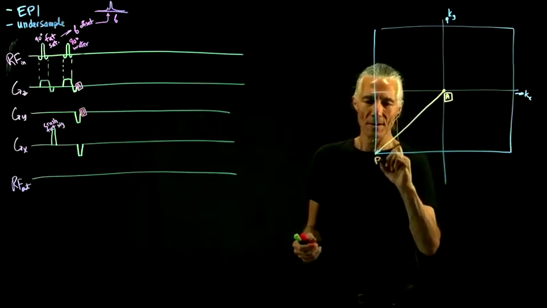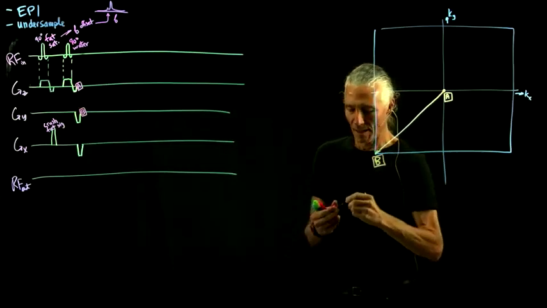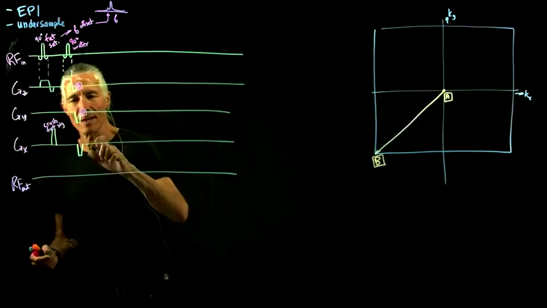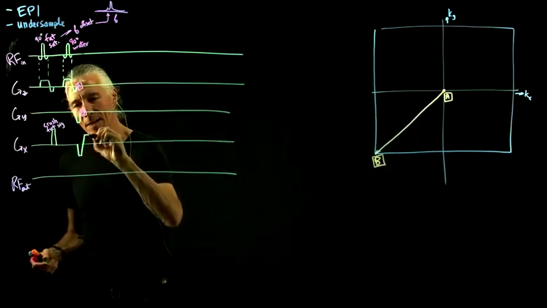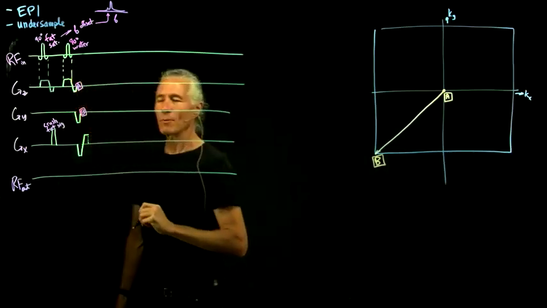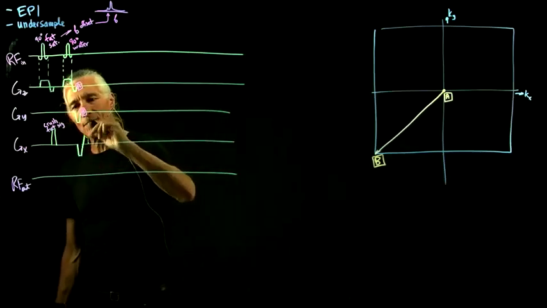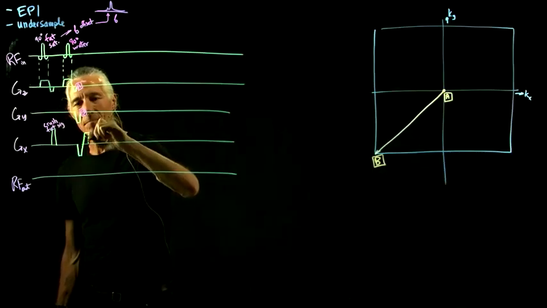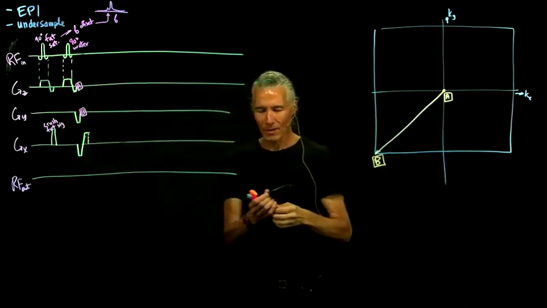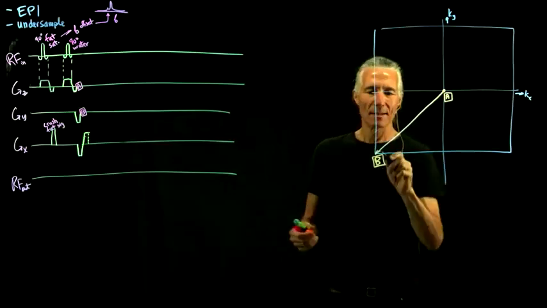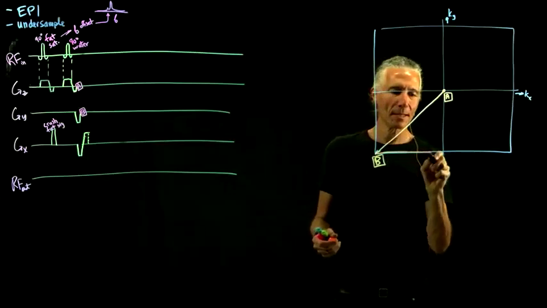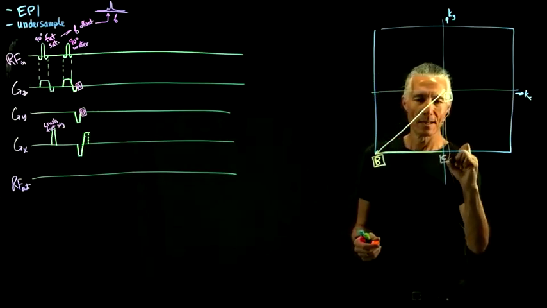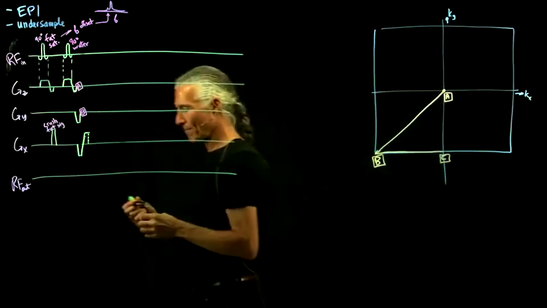So now we're down here. And then we reverse this gradient, and after we've essentially done the exact reverse of that gradient like that, we will go back across K space and get an echo. So at this point, at point C is when the echo will occur.